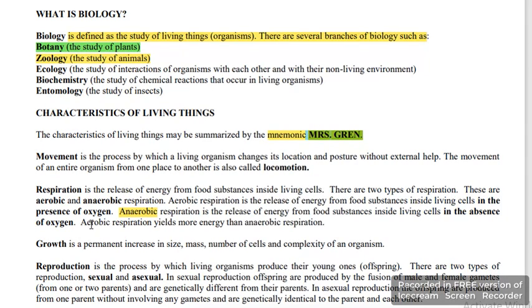Then we have the other one, which is G. G stands for growth. This means that every living organism has a characteristic for growth. So what is growth? Growth is a permanent increase in size. It is a permanent increase in mass. It is the permanent increase in the number of cells and the complexity of an organism. That is what growth is all about.